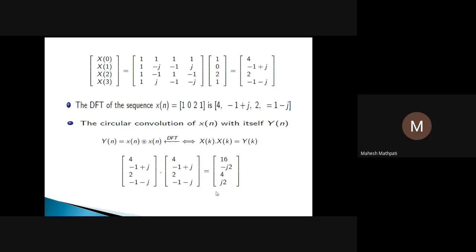No. Then what we need to do? Again IDFT further, we have to calculate IDFT, the last one, to find y of n. To find y of n, apply IDFT to the above matrix.